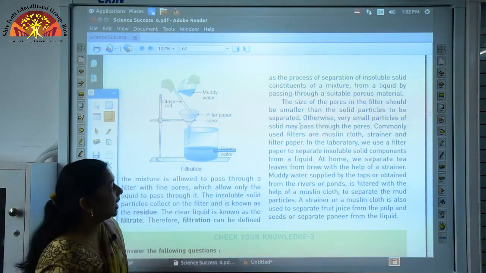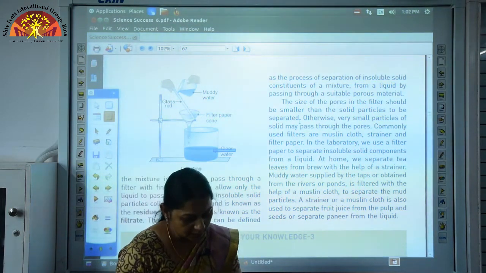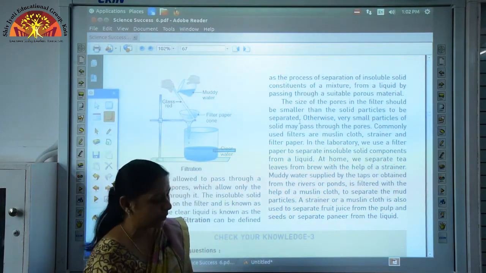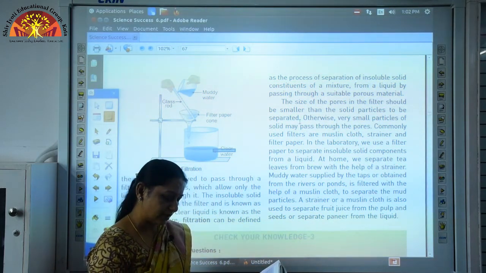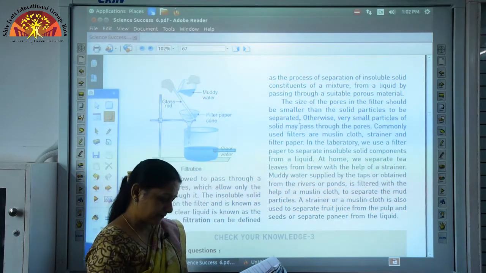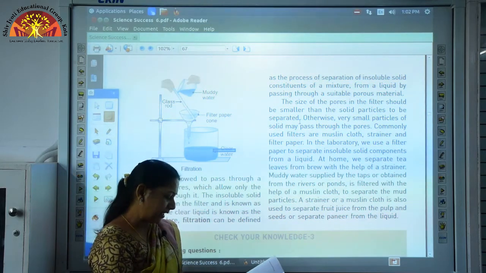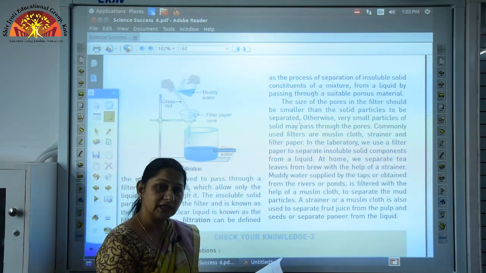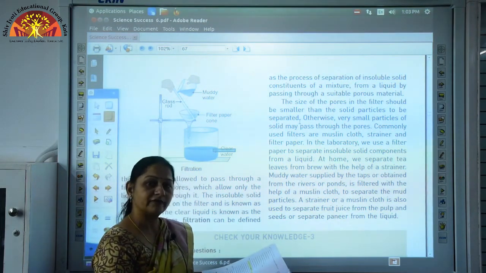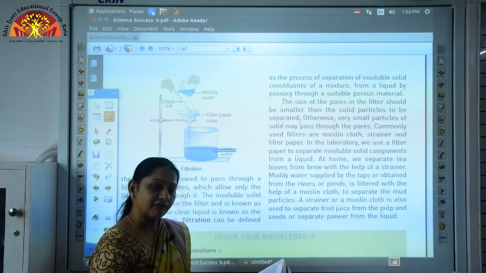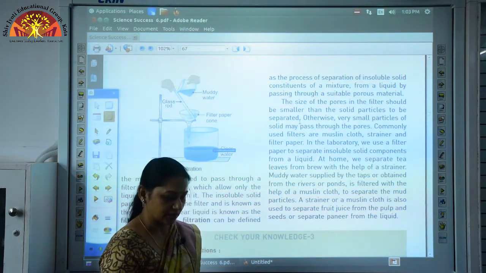Now, students, we have an internal question here. In the first topic you are going to write the first internal question, that is in sedimentation and decantation. We have taken an internal question from page number 72, question number G, second part. Name the method used to separate a mixture of sand and water. This is the first internal question and the answer for this question is sedimentation.